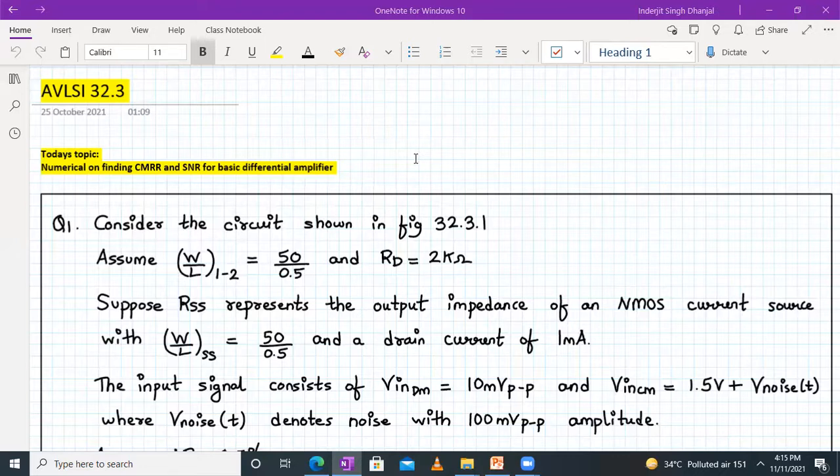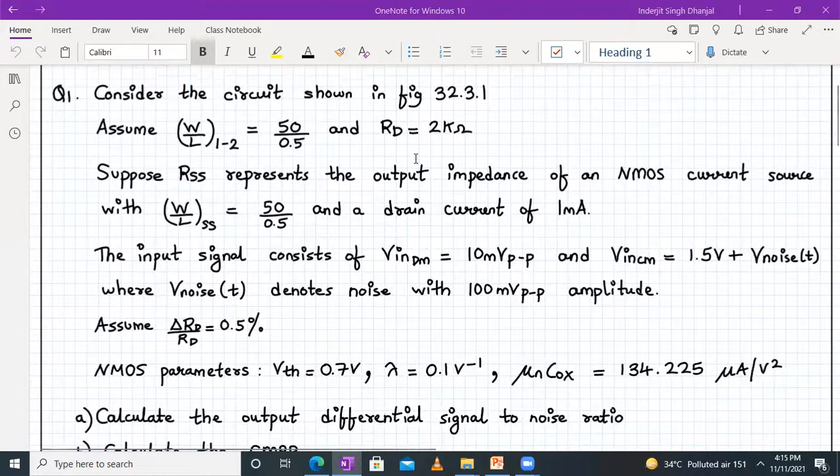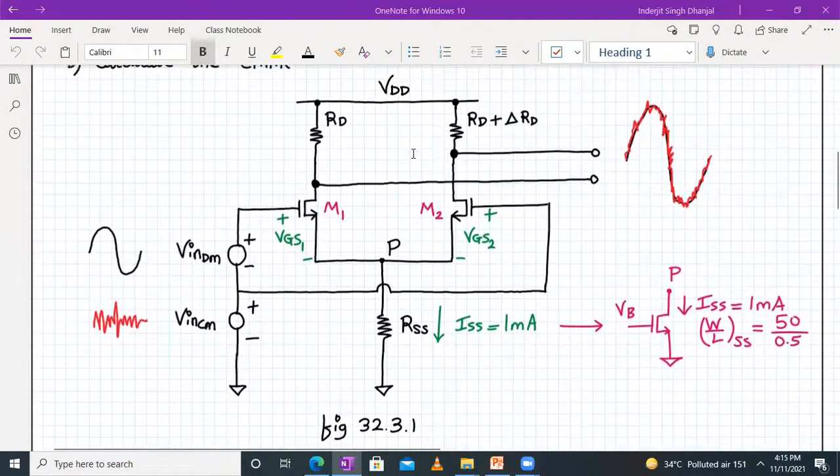Today we are going to focus on finding the CMRR and SNR for a basic differential amplifier. We'll solve a numerical, so let's begin. We have been given a circuit diagram in figure number 32.3.1, where you can see both the differential mode input and the common mode signal given.